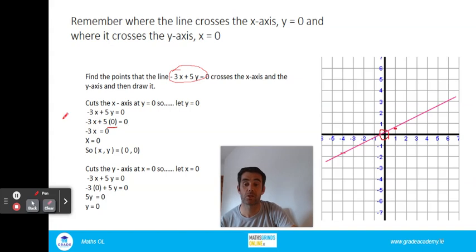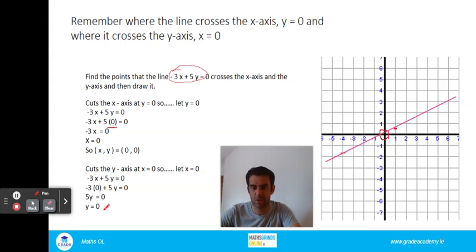So that becomes minus 3x plus 0 equals 0. So just minus 3x equals 0. So in that case, x is equal to 0. What does that mean? It means the point x, y is 0, 0. Now we can do the same for where it cuts the y-axis at x equals 0. So we're going to let x equal 0.